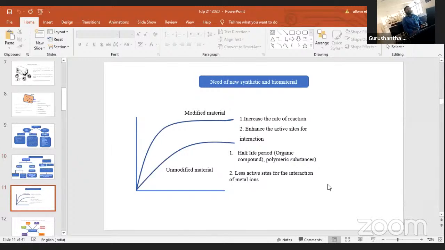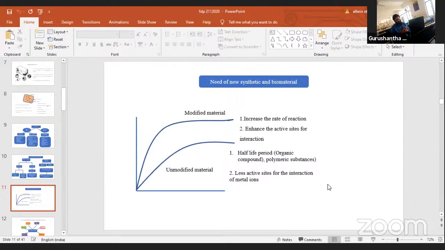And what is the purpose of developing this biomaterial? For example, if you take any organic compound or polymeric substance, it has its own half-life period. If you leave it as such, within 3 or 4 years it automatically degrades itself. Am I right? At the same time, the purpose of developing this kind of biomaterial is to increase the rate of the reaction.